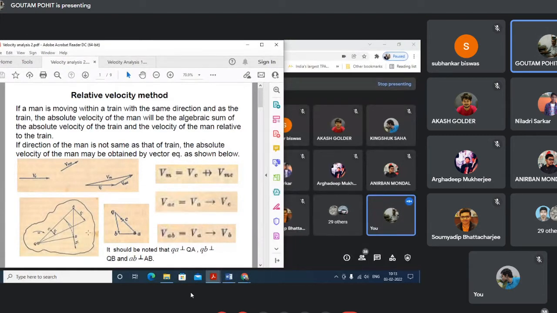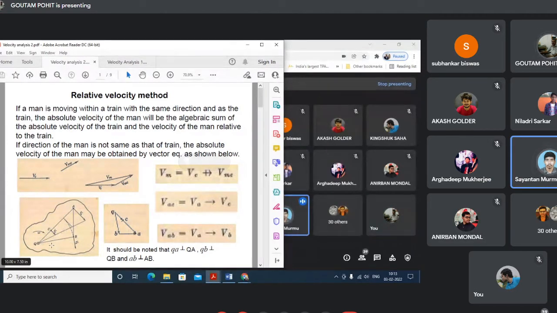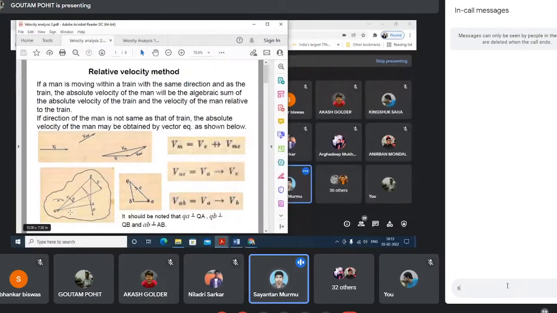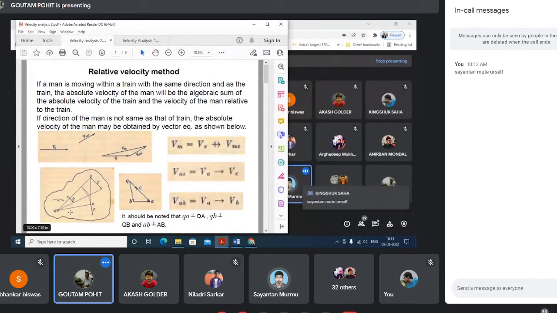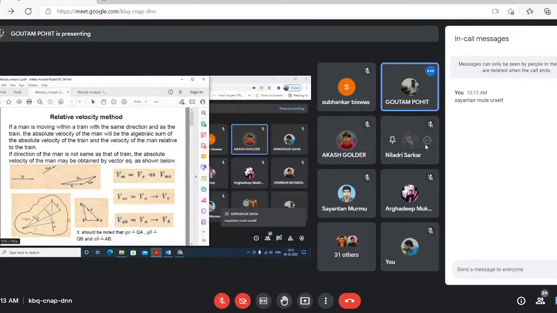Now, let us consider a rigid body which is fixed about this point Q. It is rotating with an angular velocity omega. Some disturbance is coming. Anton, mute ko.